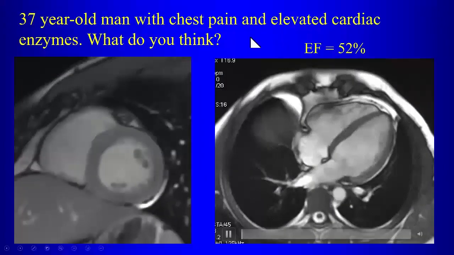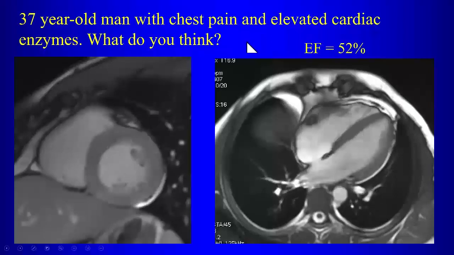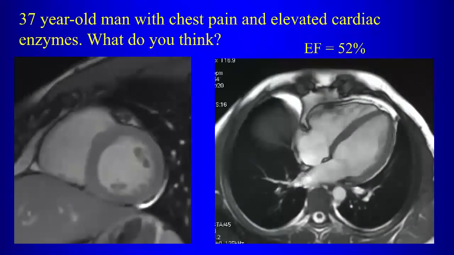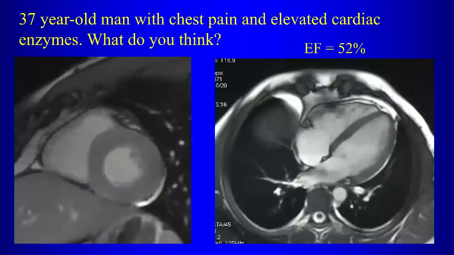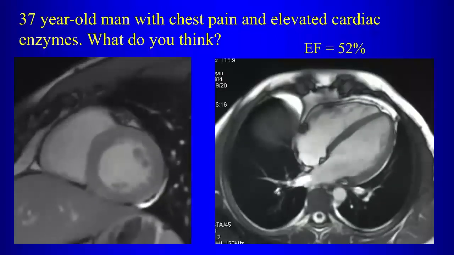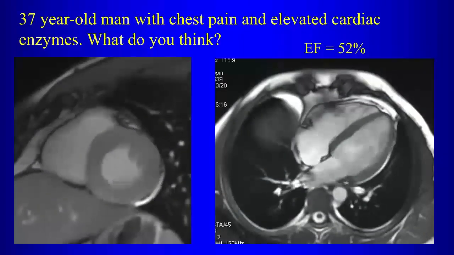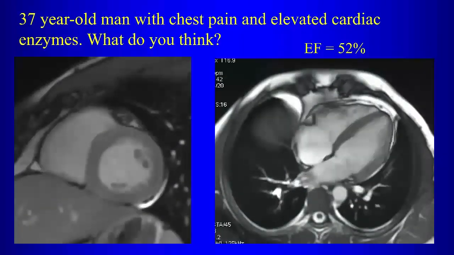All right, so here's a person with chest pain, elevated cardiac enzymes. What kind of views are we looking at here? Short axis and... Yeah, so we're looking at a short axis and a four-chamber view. I've given you the ejection fraction. What do you think of it?